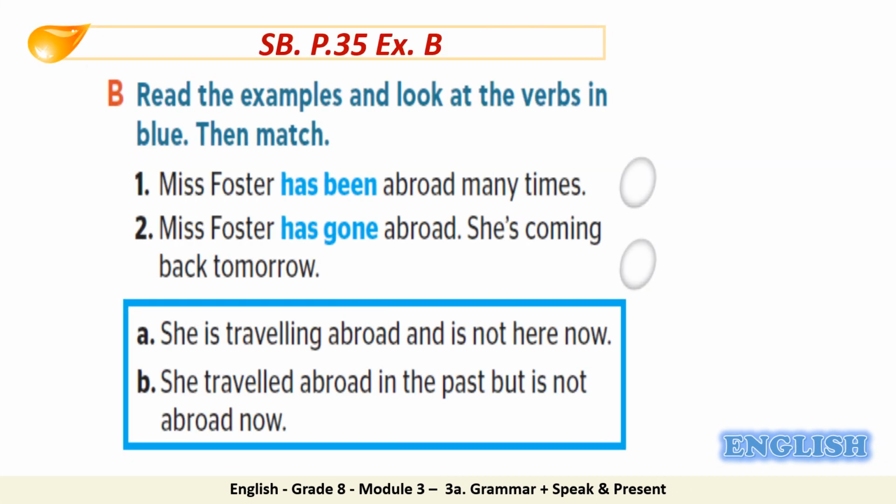Now open your student book page 35 exercise B. Here you should read the examples and look at the verbs in blue, then match. Please pause the video, do the task and get back when you're done.